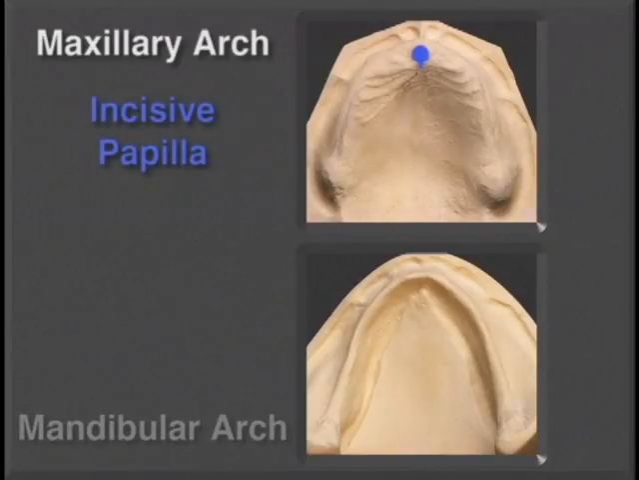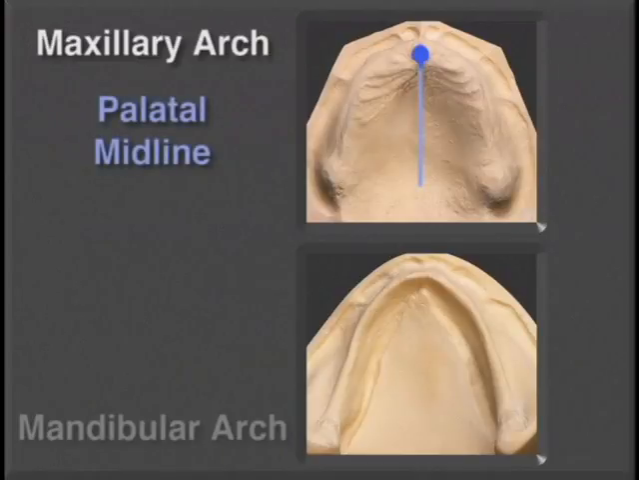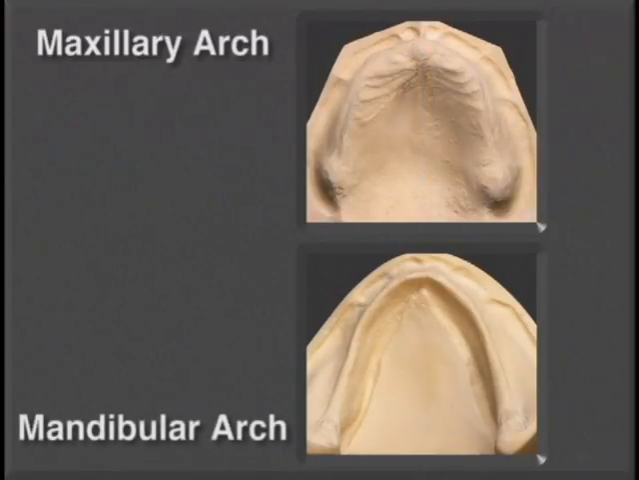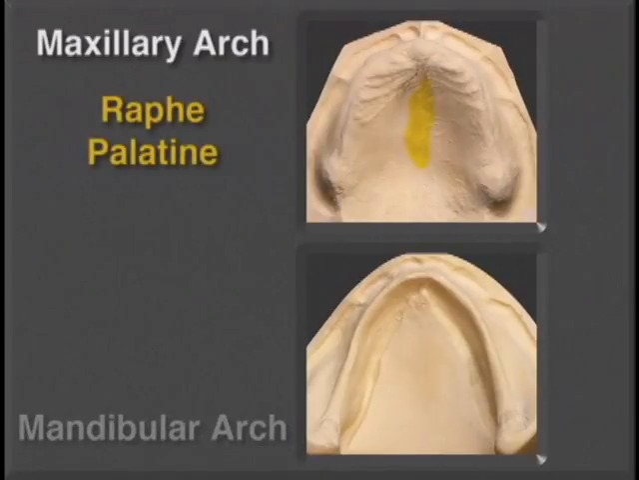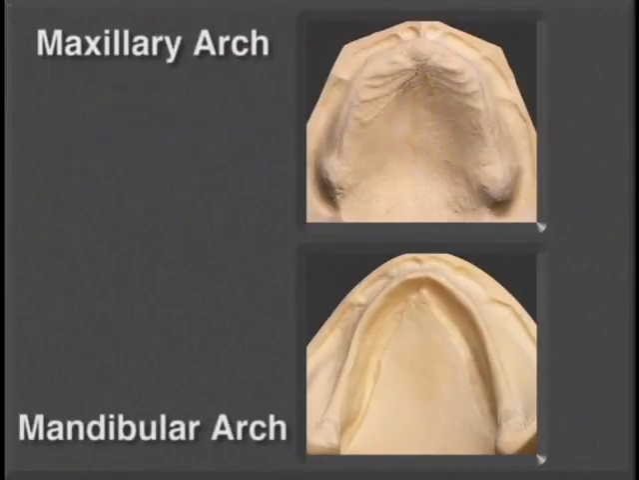The incisive papilla is a small teardrop-shaped elevation of soft tissue centered on the palatal midline, just lingual to the crest of the residual ridge. The raphe palatine is a thin, elevated area of soft tissue centered on the palate, extending in a posterior direction from the incisive papilla along the center of the palate.